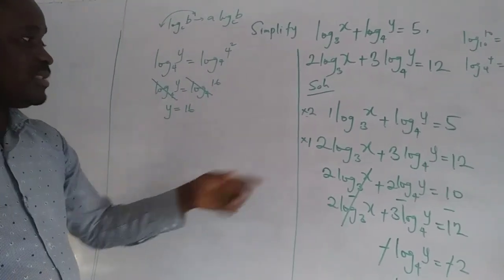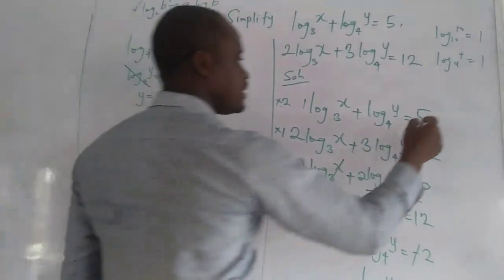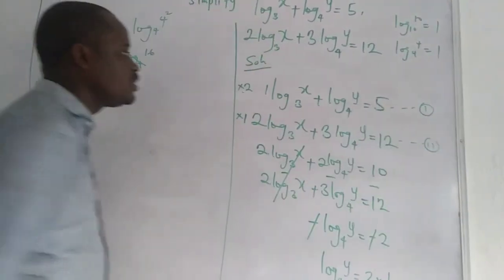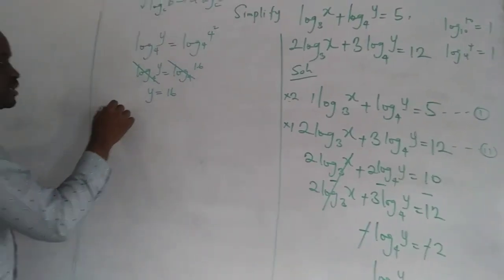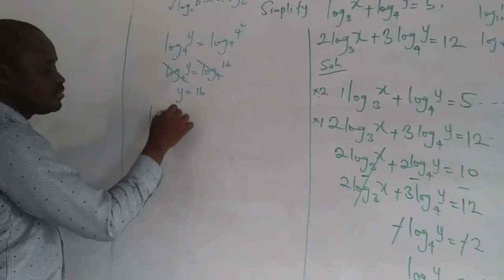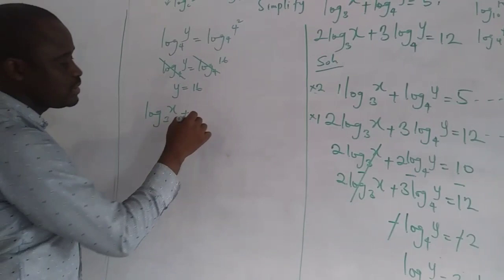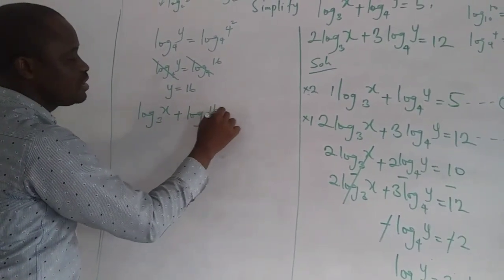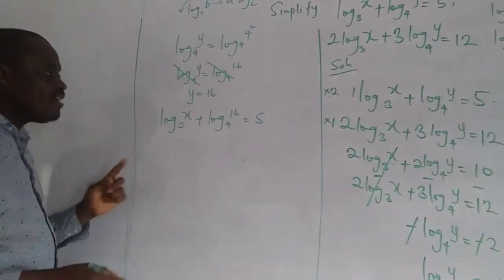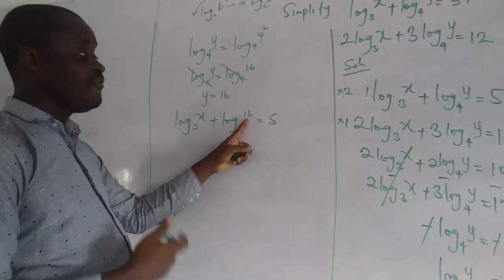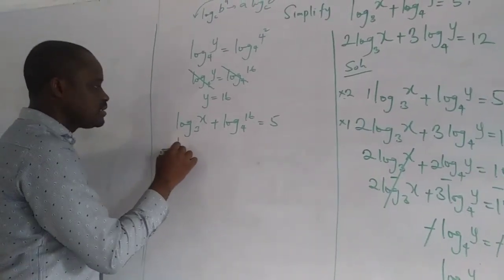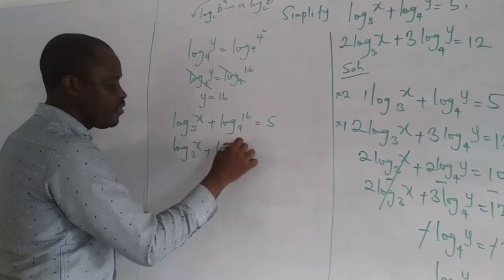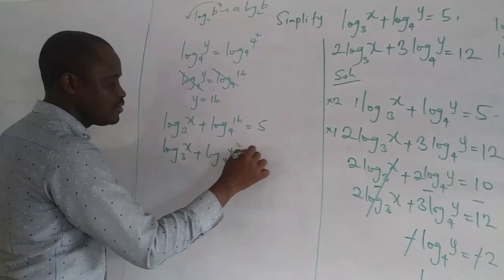So I have y already. How can I get x? Which is very simple. Recall that this is equation 1, this is equation 2. Let's put this in equation 1. So this gives log x to base 3 plus log 16 to base 4 equals 5. Now class, recall, 16 can be 4 raised by 2. So this is log x to base 3 plus log 4 raised by 2 to base 4 equals 5.